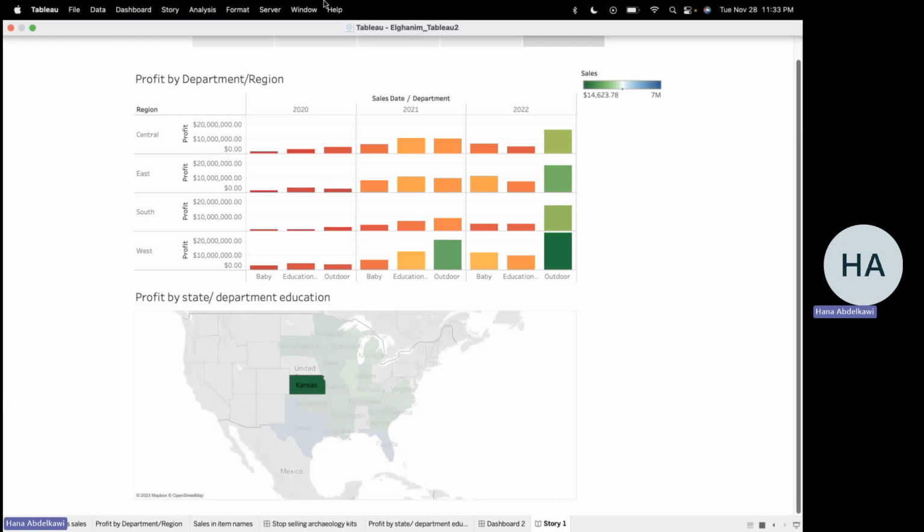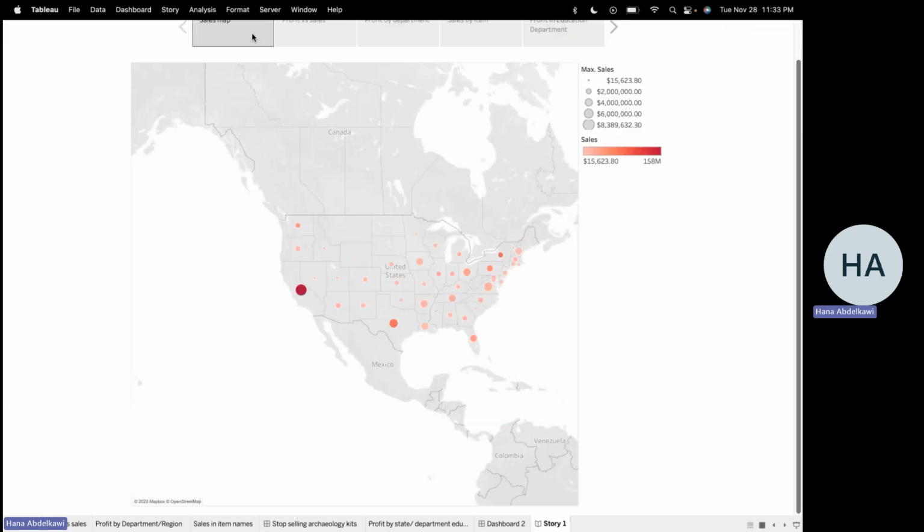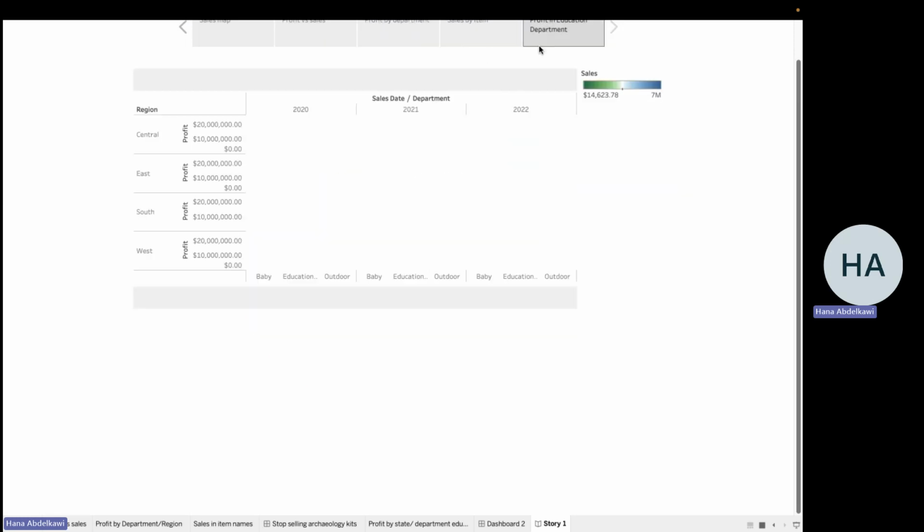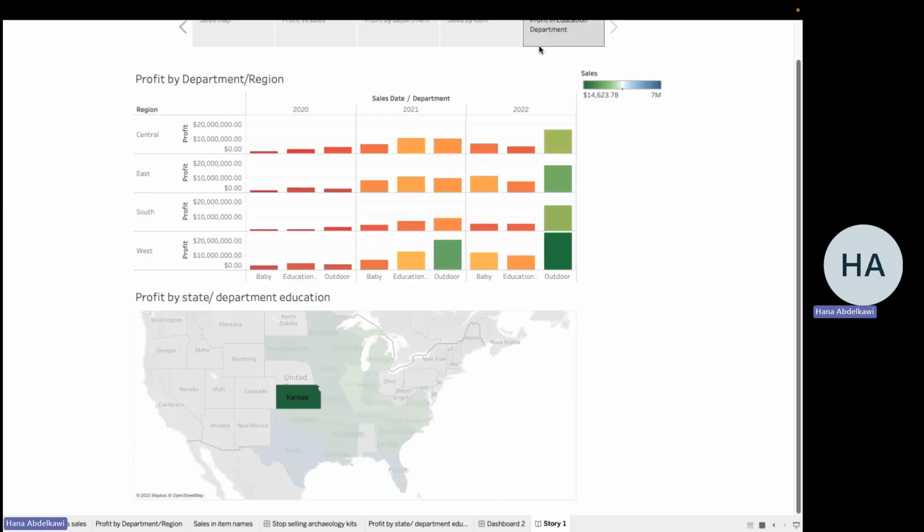And overall, some recommendations I would make to improve profit and sales in kids' toys over the years is to increase marketing and advertising in the southern and central areas for educational toys, as they are beneficial for kids. However, they are lacking in sales.